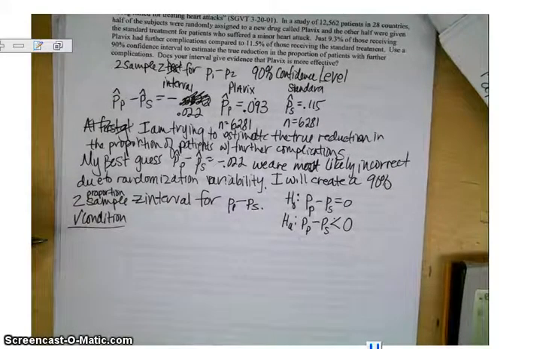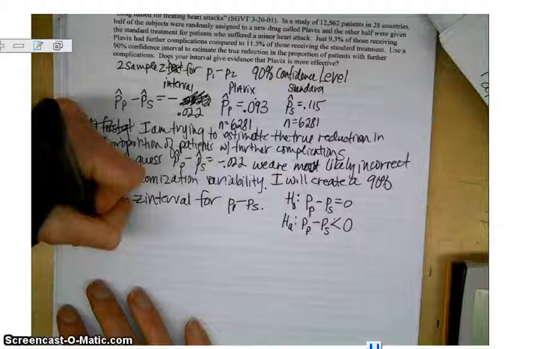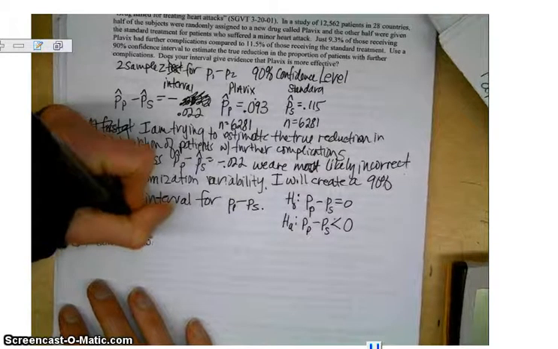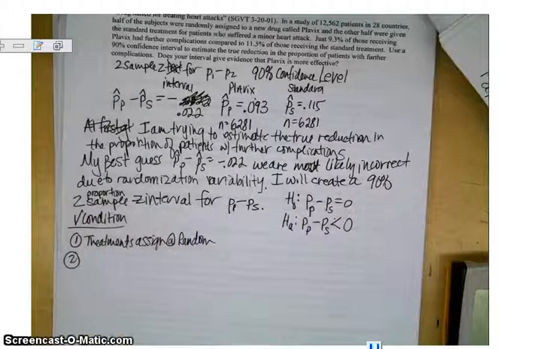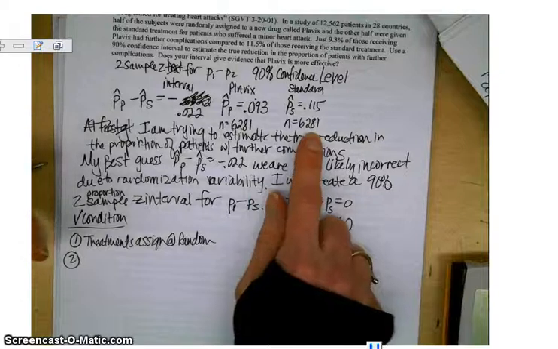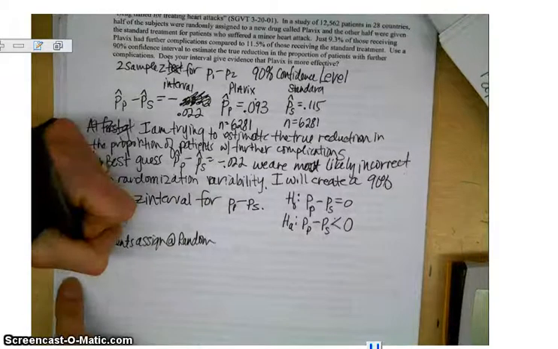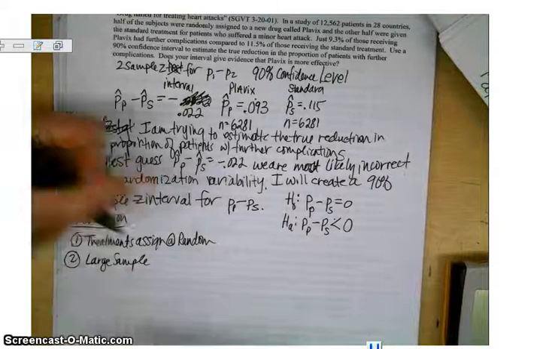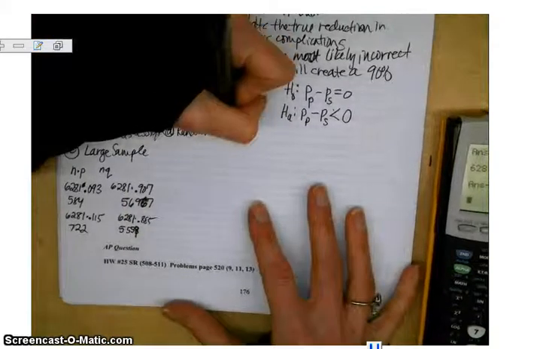So now we can check our conditions. There's only 2 in an experiment. Were the treatments assigned randomly? Yes, treatments were assigned at random. And we have to see if the sample size is large enough. If you accidentally tested the 10% condition, that would probably be okay: 6,281 is less than 10% of all people taking Plavix and the standard treatment. But all we really have to check is large sample size. So we take n times p and n times q for each set. Since all of these values are greater than 10, we're going to move on to our calculations.